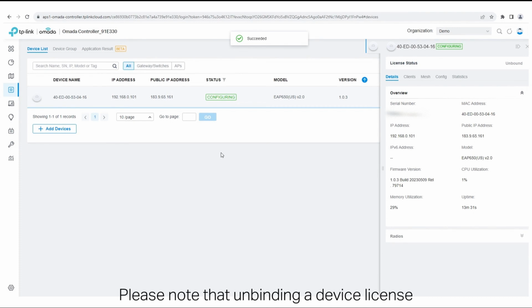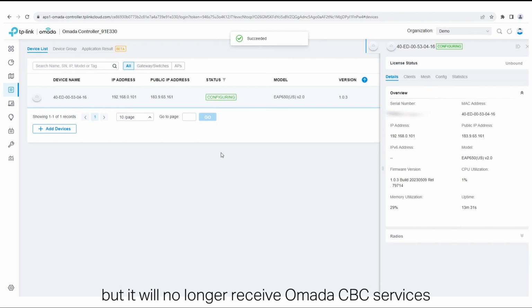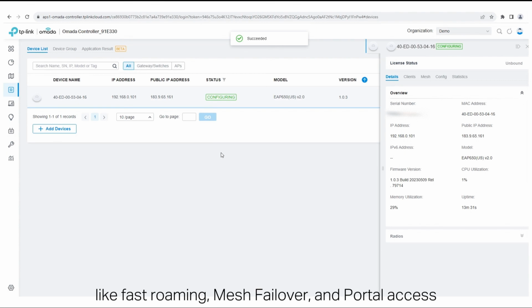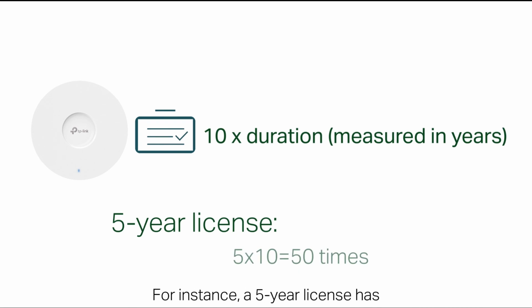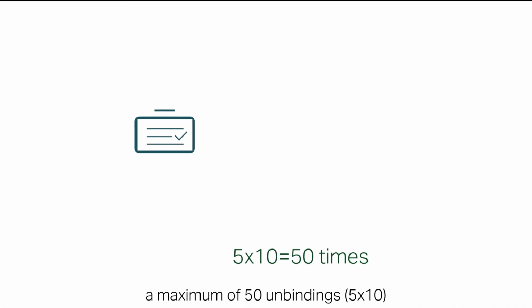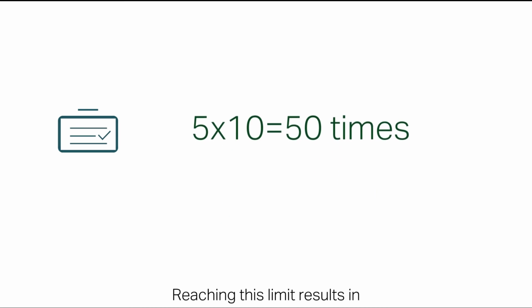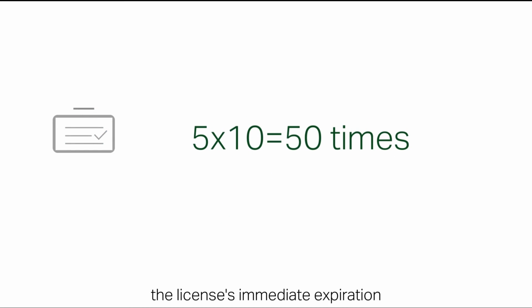Please note that unbinding a device license will maintain the device's current configuration, but it will no longer receive Omada cloud-based controller services like fast roaming, mesh failover, and portal access. A license can be unbound up to 10 times its duration in years. For instance, a 5-year license has a maximum of 50 unbindings. Reaching this limit results in the license's immediate expiration.